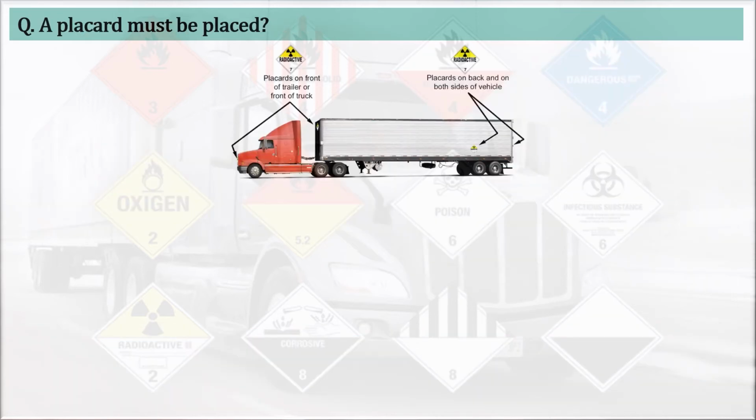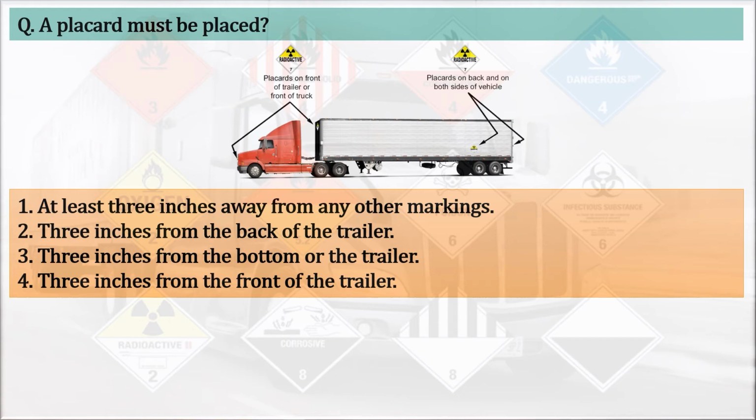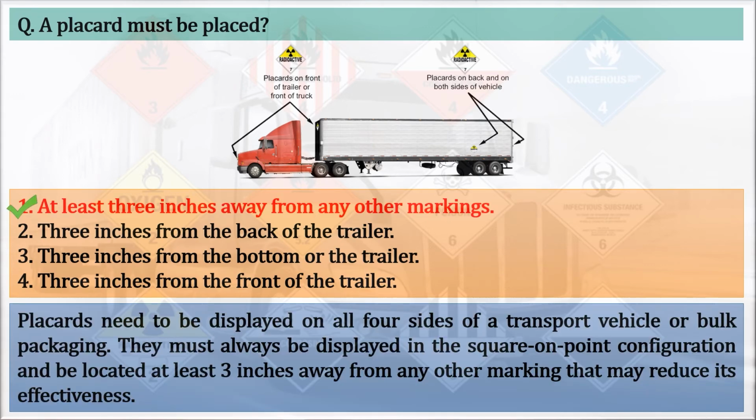Question: a placard must be placed? Option number 1, at least 3 inches away from any other markings. Option number 2, 3 inches from the back of the trailer. Option number 3, 3 inches from the bottom of the trailer. Option number 4, 3 inches from the front of the trailer. The answer is option number 1, at least 3 inches away from any other markings.